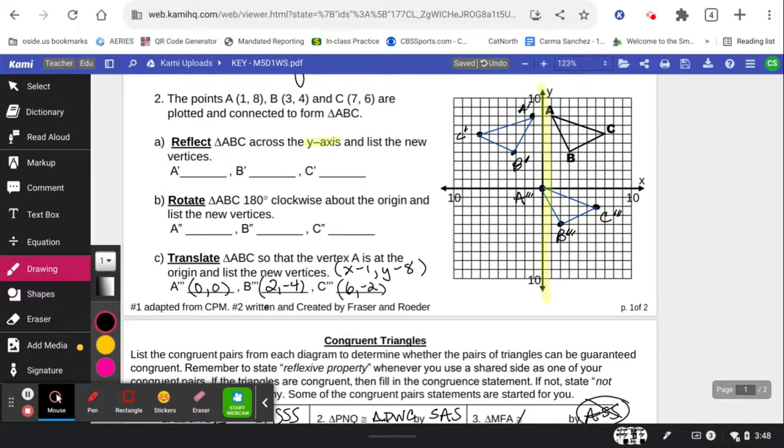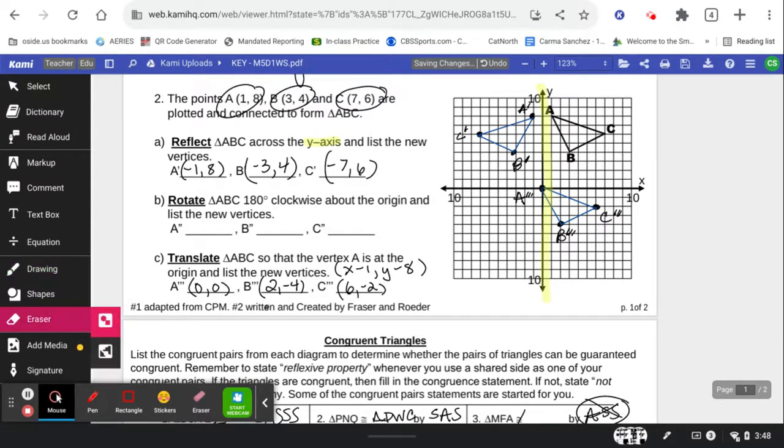All right, new vertices for that one are at back 1, up 8. B is at back 1, 2, 3, up 4. C is at back 7 and up 6. Notice how it just made a negative of all the original points when we reflected over the y-axis. Kind of interesting.